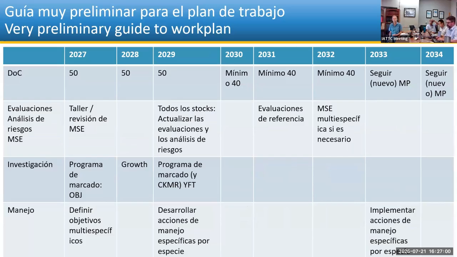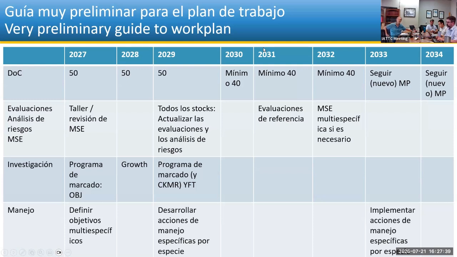Okay, so this is basically what we propose in terms of the timeline over the 6 years or so for the interim part of the management procedure. And so the first line is the days of closure. Then this next one is the risk analysis and MSE and I think stock assessments. And this is the research is the third line, and the fourth line is talking about management.